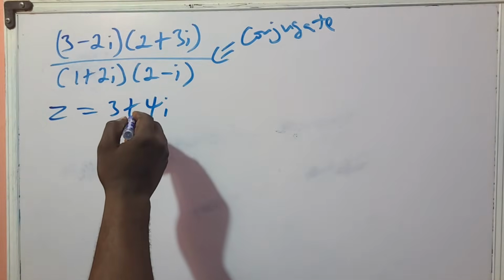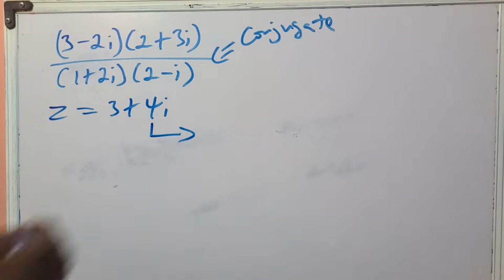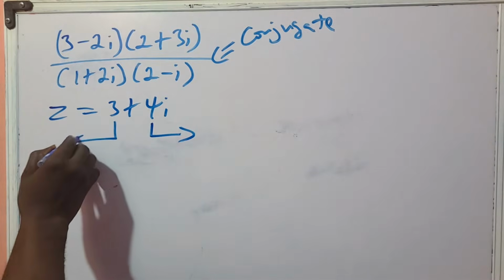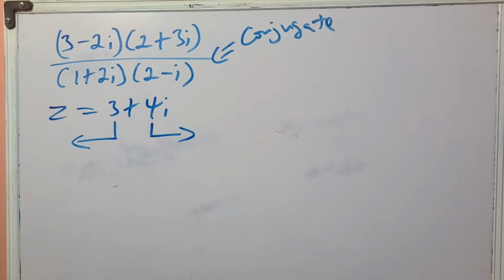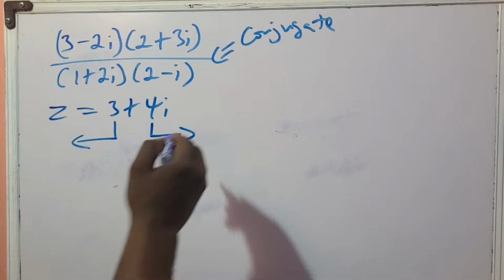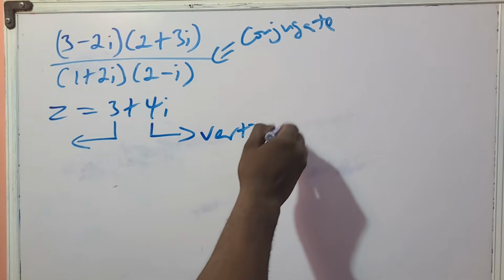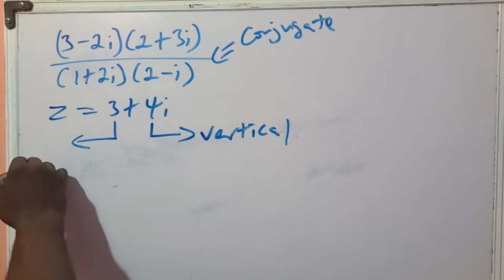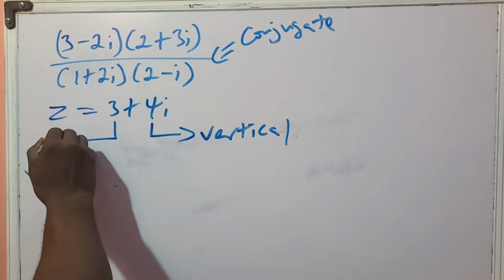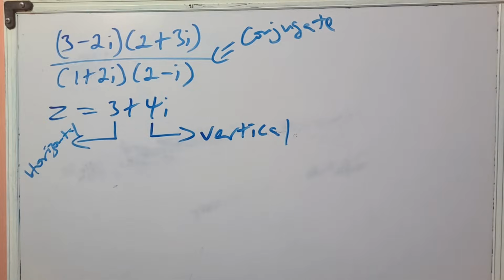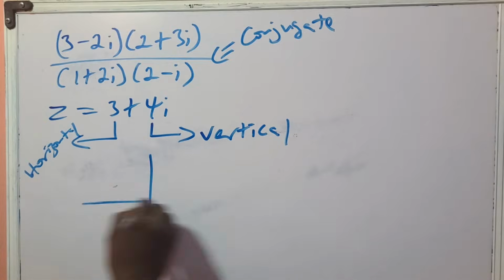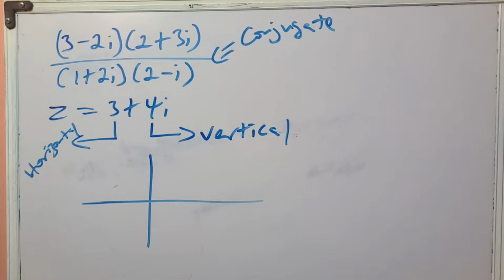So you see this imaginary part and this real part, they both will be used on two different planes. The imaginary part will be seen on the vertical plane, while that of the real part will be seen on the horizontal plane. So let's just sketch this up very quickly. Say we have our plane like this.